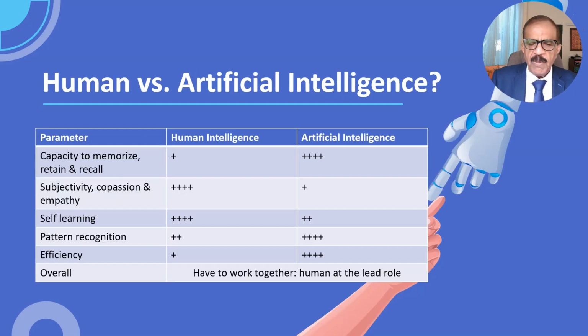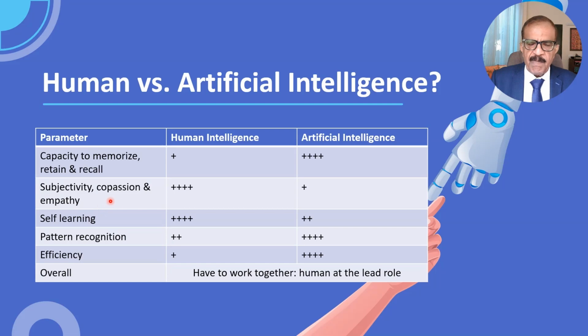So comparing human intelligence and artificial intelligence, I have given several points, and let me show you the comparison. For example, capacity to memorize, retain and recall. Human intelligence, of course, is good, better than all other animals, but artificial intelligence is clearly better than humans because it has unlimited capacity to memorize, retain and recall. So I think the machine wins here.